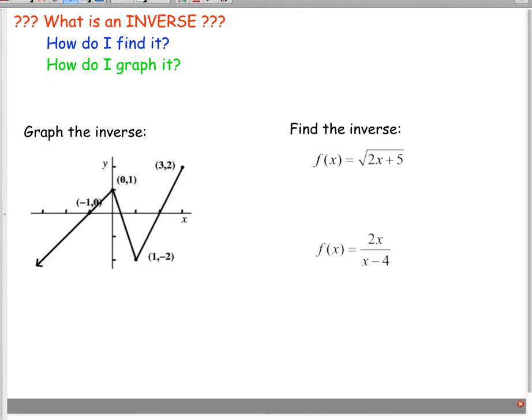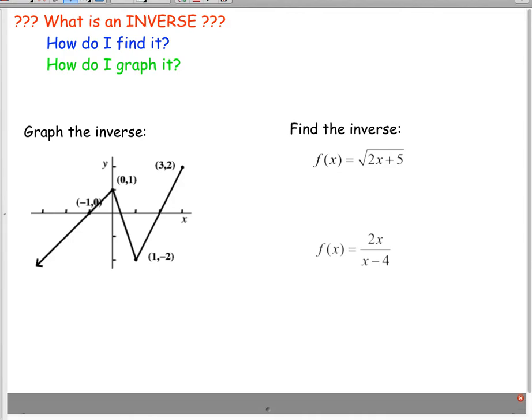This first one is just graphing it. So here's how I'm going to graph this inverse. Every point I have, I'm going to take and flip the x and the y. So this point right here, my board is not very calibrated, so I'm going to try.